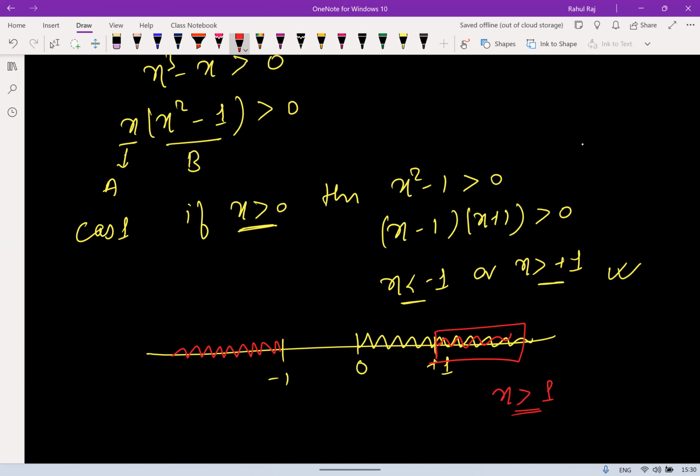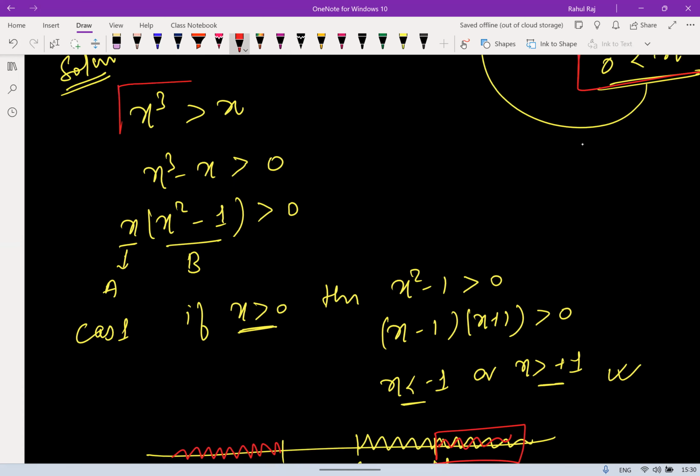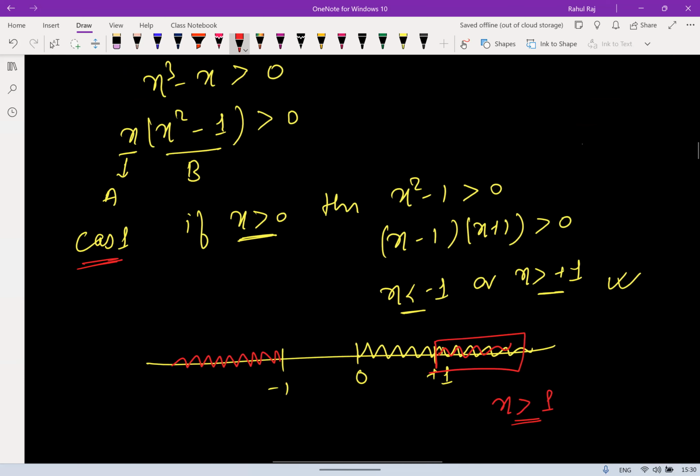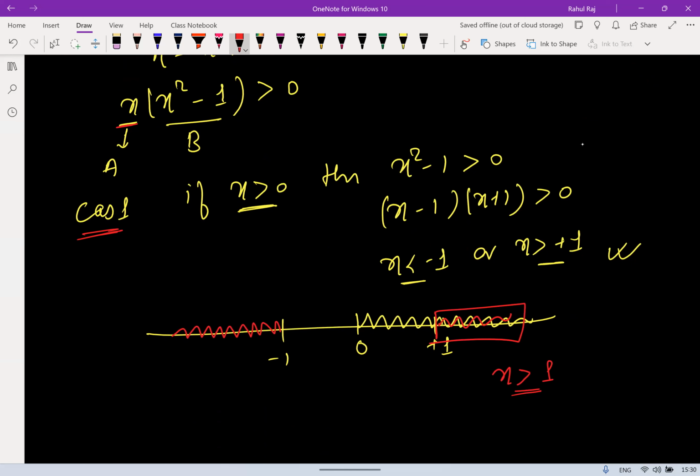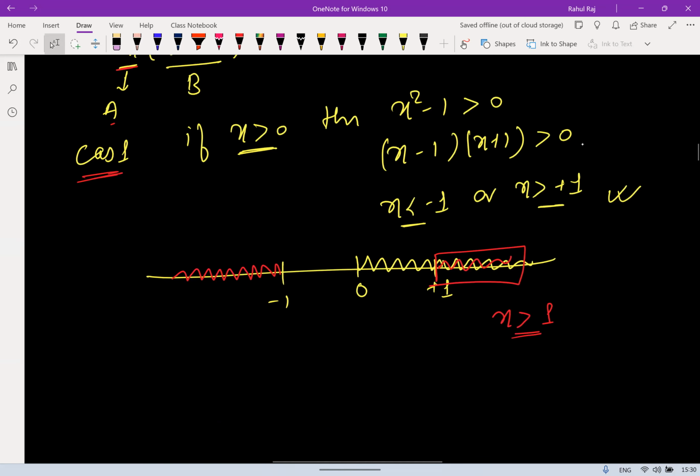What I have got from case 1 means that you take any number x greater than 1 and put it over here, and you will see this equation will suffice. You put 2, 2 cubed is greater than 2. You put 3, 3 cubed is greater than 3. You put 4, any number greater than 1, x cubed has to be greater than x. But this was case 1, that if A is positive, B is positive. Now I'm taking case 2 from here, that if A is negative, B is negative. So what is my case 2? That if x is less than 0, that's my A.